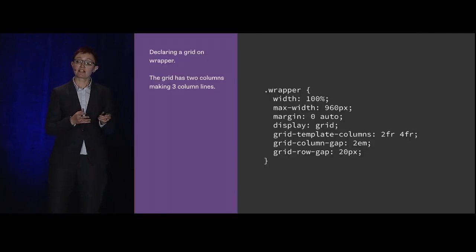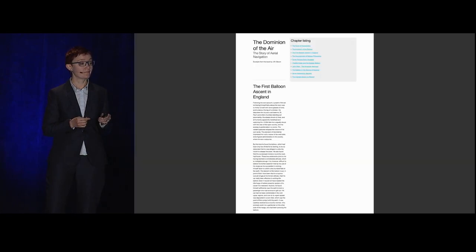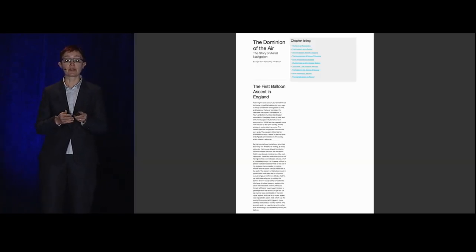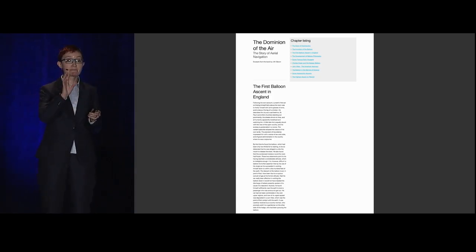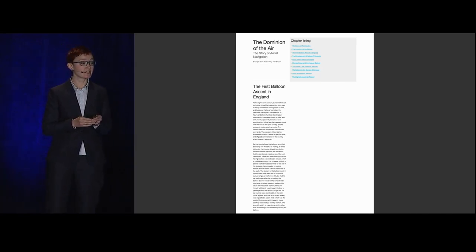So now I create 2 columns, one of 2 fraction units and one of 4, and I'm setting up a gap for both columns and rows. So I've declared a grid, but I haven't positioned my items, and so we end up with this. And what's happening here is the grid is taking each of those child elements and popping it into one of the cells that's been created by our 2-column track grid. So nothing's been overlapping, but it's not the layout that we want.